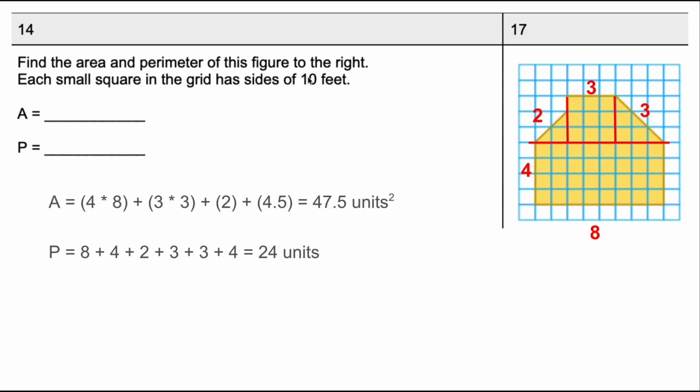Units squared. Okay, now for our perimeter, we already have most of our measurements. We're just going to go back to this little left triangle and we can see that it's 1, 2 units wide, and this right triangle's hypotenuse is 1, 2, 3. And so therefore, if we add all of our sides for the perimeter, we have 8 plus 4 plus 2 plus 3 plus 3, and then plus one more 4 on this right side, and we get 24 units for our perimeter. And if we multiply this times 10, we would get 240 feet as our perimeter.